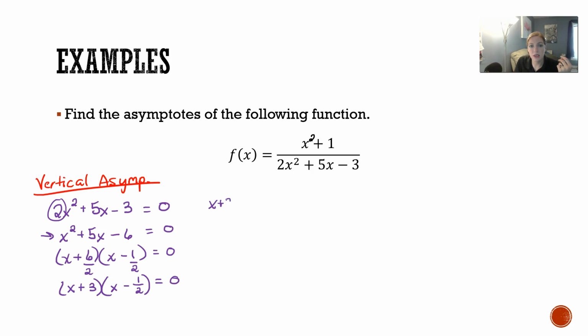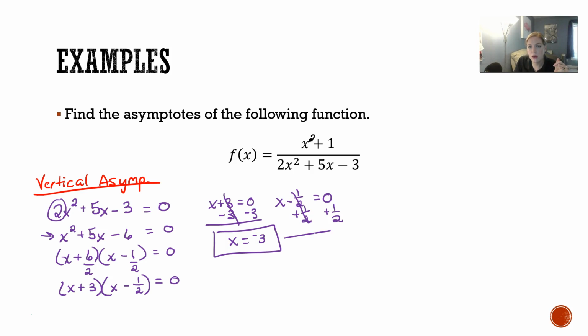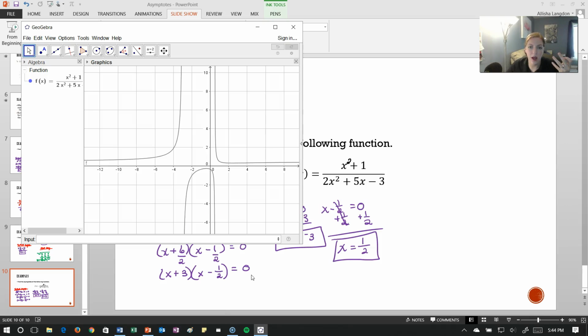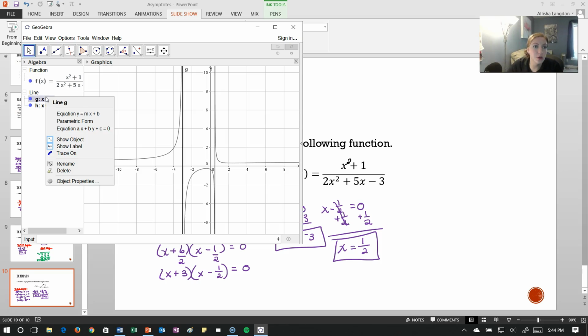Now set each of these equal to 0 and solve. So x plus 3 equals 0 and x minus 1/2 equals 0. Solve by subtracting 3 from each side. So x equals -3 is a vertical asymptote, and adding 1/2, x equals 1/2 would be another one. So you have two vertical asymptotes that of course we can go ahead and graph real quick. X equals -3 and x equals 1/2. Boom, they do look like they fit in that graph, so it looks like we did those correctly.